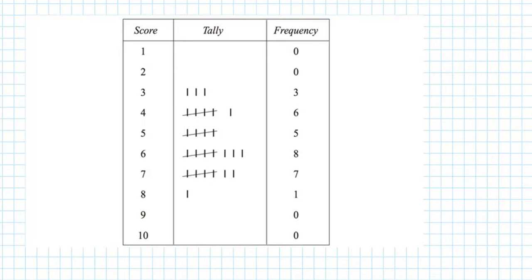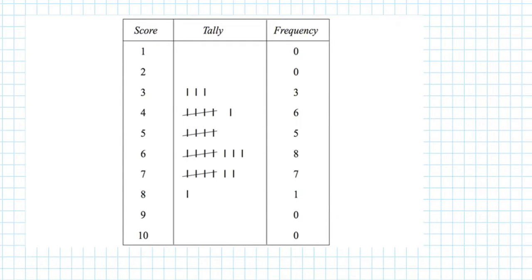Now, when I was doing this, I did not include scores of 1 and 2 because there were no scores of 1 and 2 in the data. And I didn't include 9 and 10 because there were no scores of 9 and 10. So this is optional. You do not have to do this, because where do you end? You don't know how many we were scored out of.